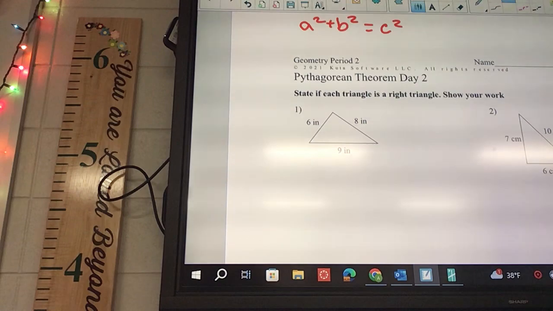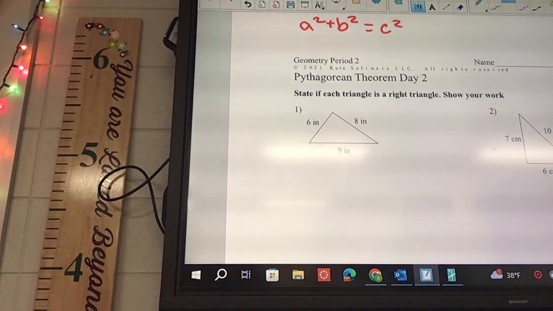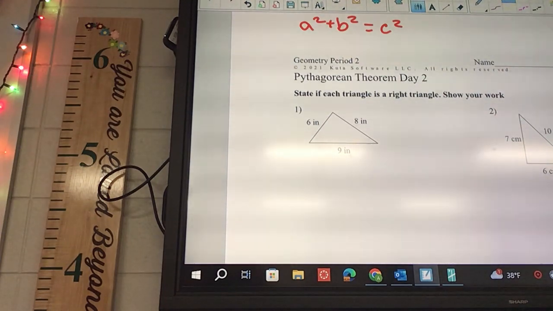So how did we know which one was C the other day? Because with the square, it's the one across from the square. So if the square's up here, then the C is the one over here. Okay, if the square's over here, then this one is the C. Did the A and the B matter? No, it didn't matter which one you chose for A or B, just as long as it wasn't the C. Okay, now we're going to use that today.